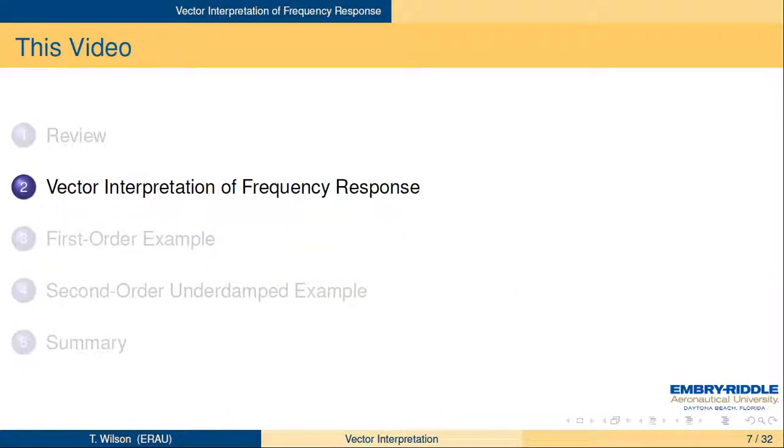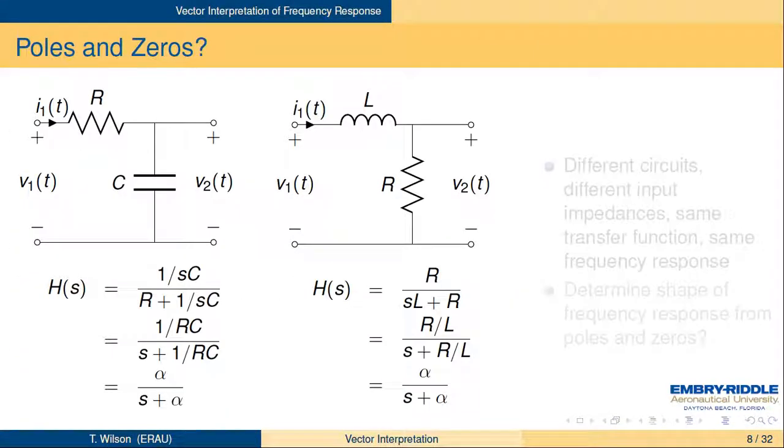So, the vector interpretation of frequency response. Here are two different circuits: our original first order circuit, the RC circuit with the output across the capacitor, and the RL circuit with the output across the resistor. They both have the same transfer function, and yet they do it for different physical reasons. And if they have the same transfer function, they're going to have the same frequency response.